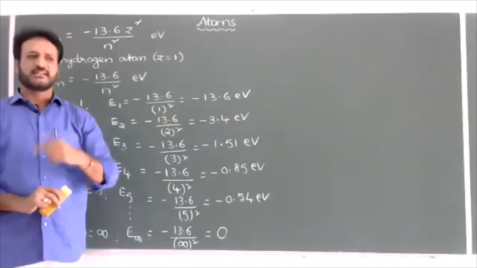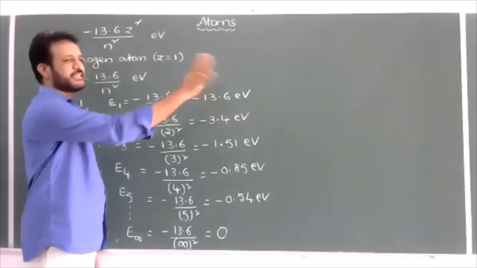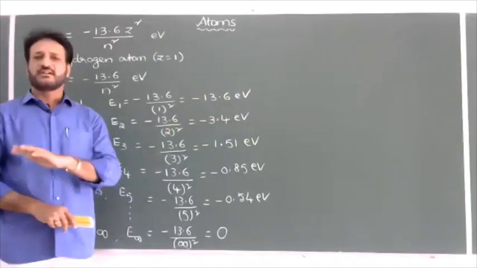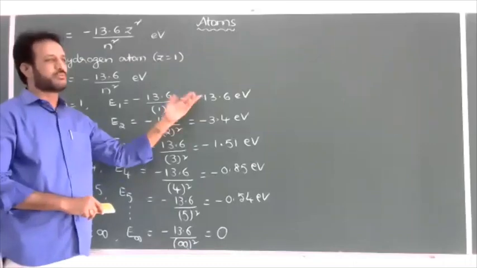If you want to remove the electron, we should supply plus 13.6 electron volt. So both will be cancelled and energy equal to 0. So electron is not bounded to the nucleus. Electron will be automatically removed.